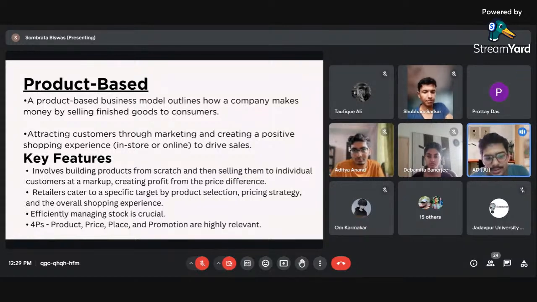So the next one is retailers. Retailers should also identify ideal and potential customers so that they can tailor product offerings and marketing strategy from it. And they should also maintain the cost to attain profitability. Now you can see there are also some key features: managing stock is crucial in this model. The 4 P's of marketing, product, price, place, and promotion, are highly relevant.